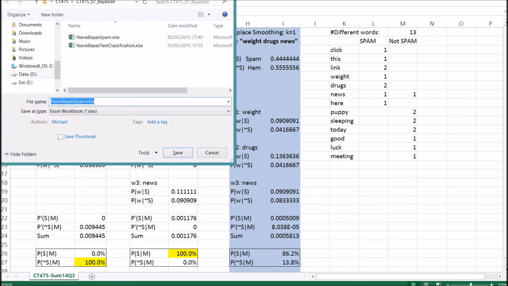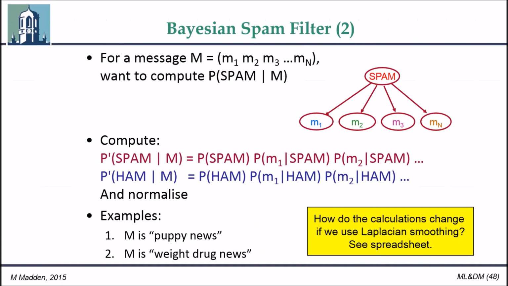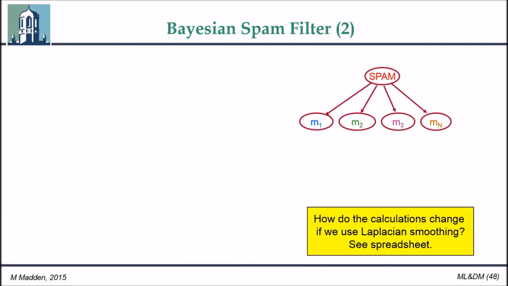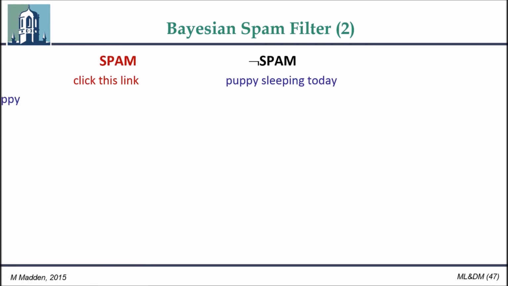So now, I have opened my spreadsheet with the naive Bayes calculations for the case that we were looking at. Let's pop over and remind ourselves, this is the Bayesian spam filter, and this was the data set that we had: click this link, weight drugs link, drug news here as the spam, and puppy sleeping today, good luck puppy, good sleeping and new meeting today as our non-spam.